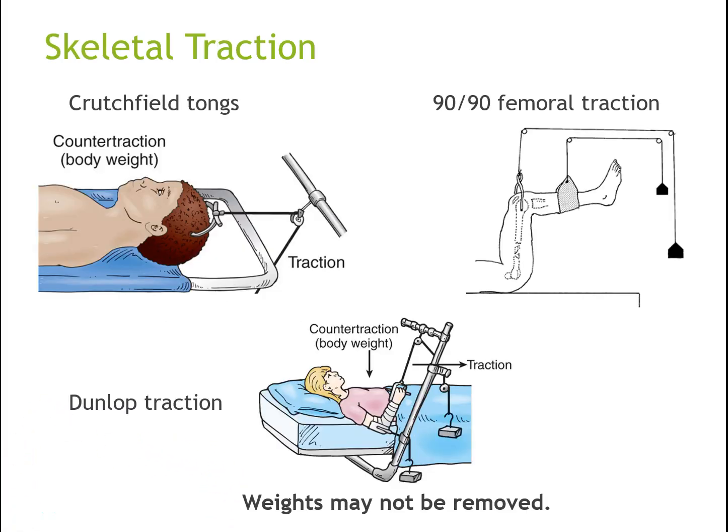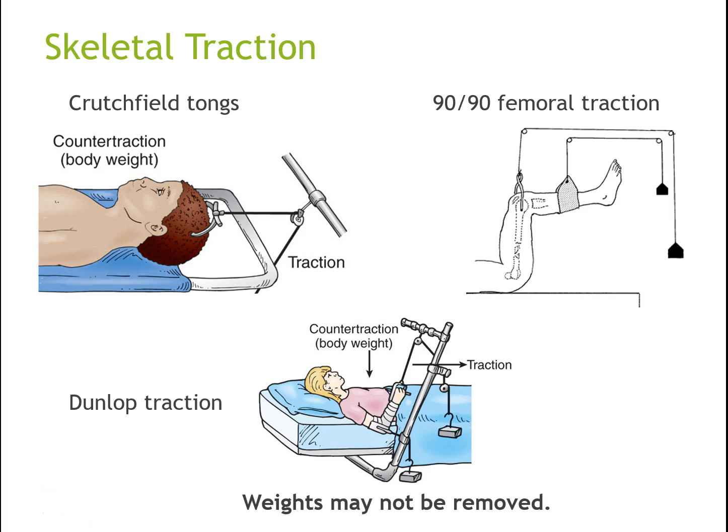Here's some examples of skeletal traction. Crutchfield tongs, they are intimidating looking. I've never had a kiddo with the tongs, but I did have a kiddo that had halo traction. So it's quite an intimidating looking device. If they have a neck fracture, they'll have halo traction to prevent movement and to maintain alignment. The type of traction I most frequently dealt with was the 90-90 traction that you see there. That's an example of femoral traction, but they can also do that with the arm.